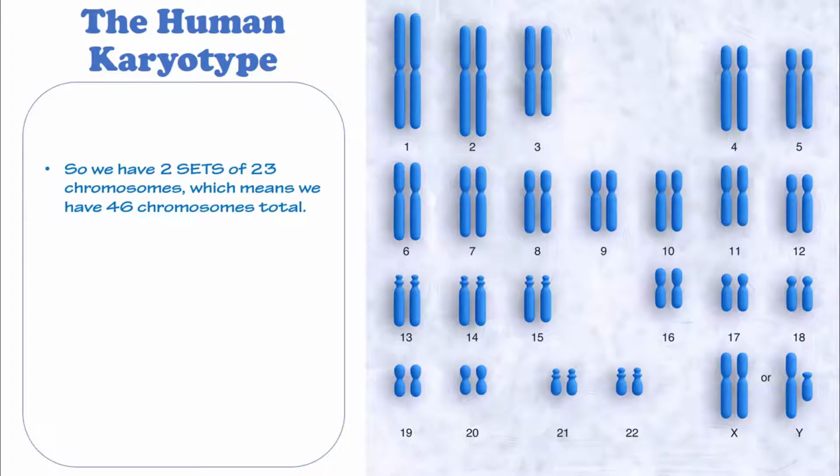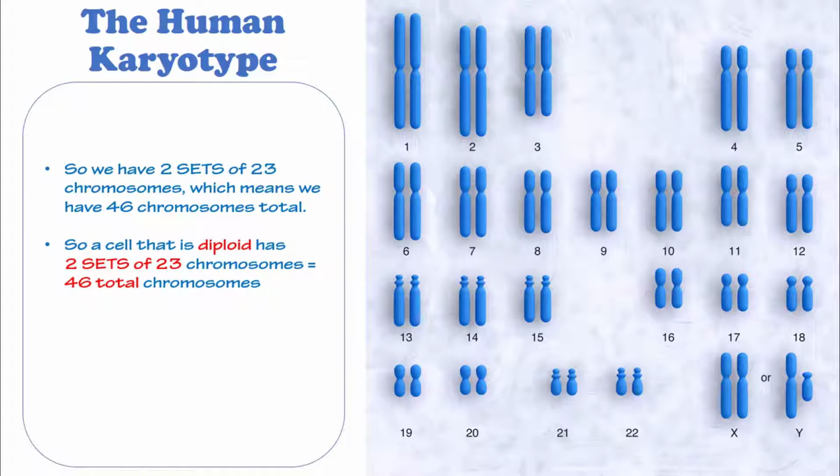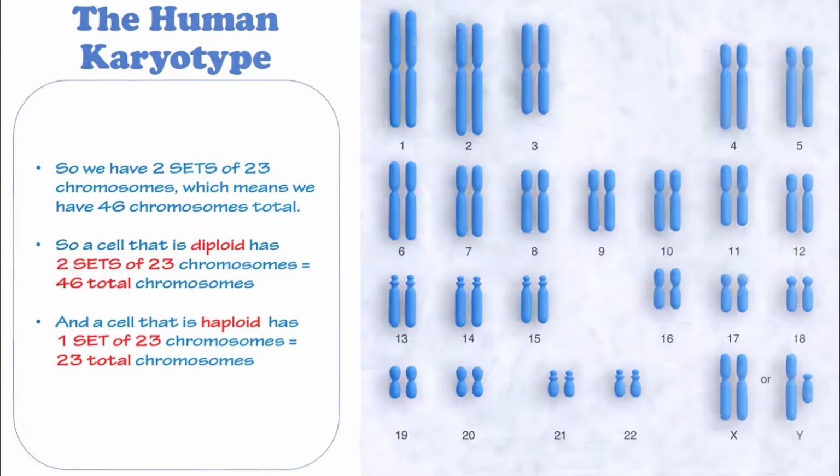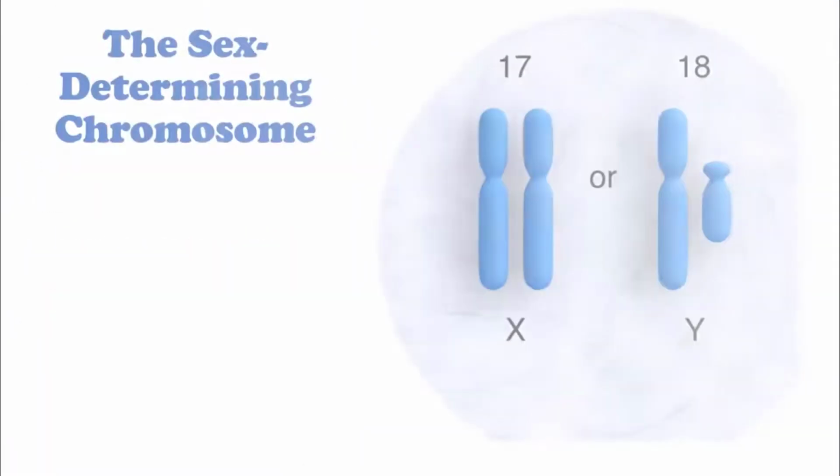So we have two sets of 23 chromosomes, which means we have 46 chromosomes total in each of our somatic cells. So a cell that is diploid has two sets of 23 chromosomes for 46 total chromosomes. And a cell that is haploid has one set of 23 chromosomes, which would only be 23 chromosomes. Hopefully you got the math there.